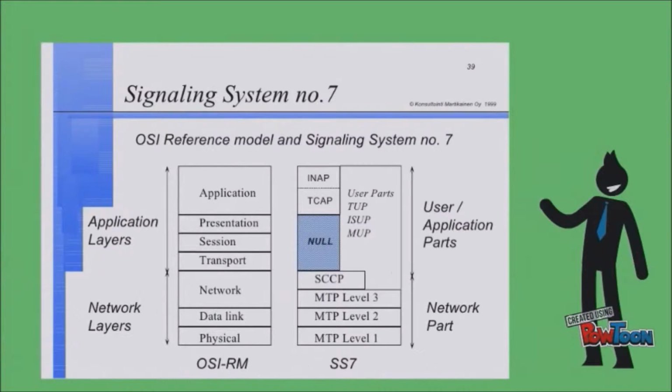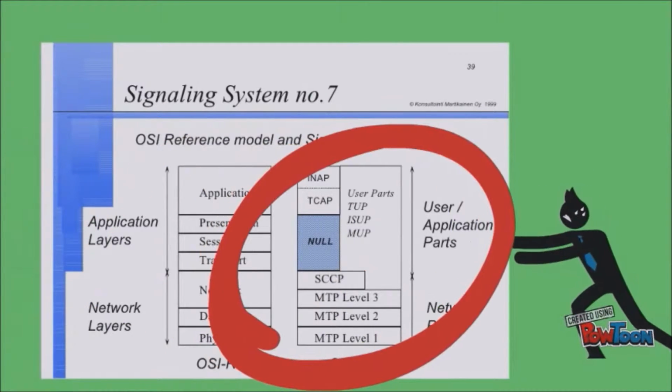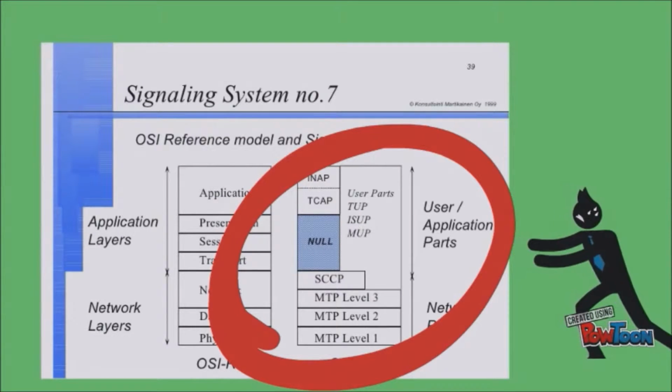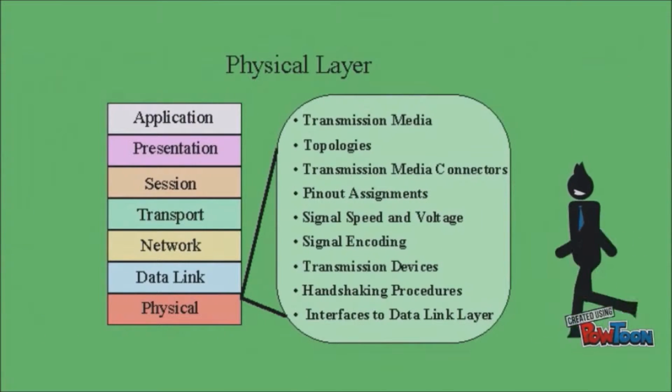Ss7 is always compared with the OSI model for better understanding. Layer by layer is linked to Ss7. The Ss7 stack is MTP1, MTP2, MTP3, SCCP, TCAP, ISUP, and application layer protocols. MTP1 performs the physical layer function, electrical impulse to data terminations.